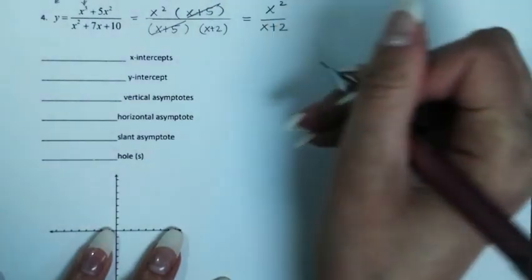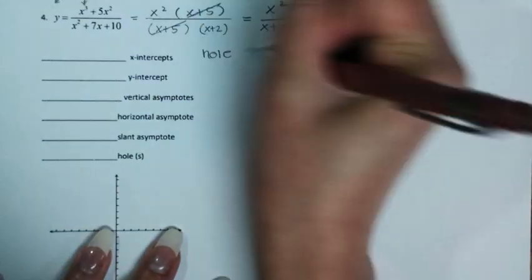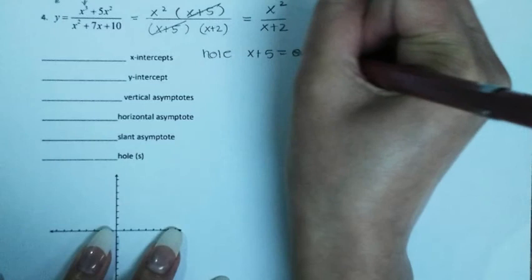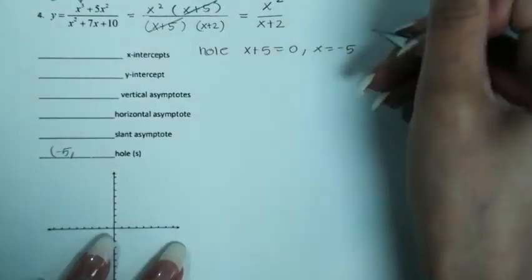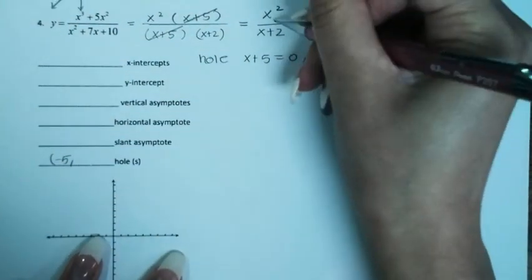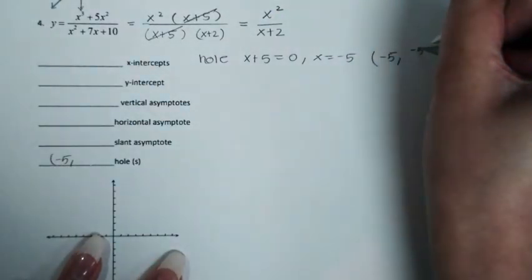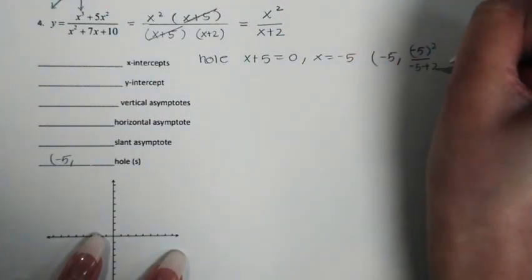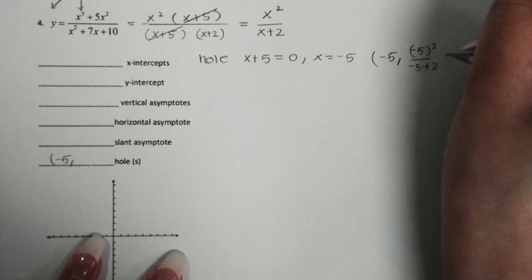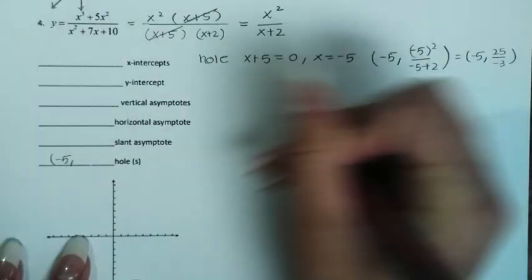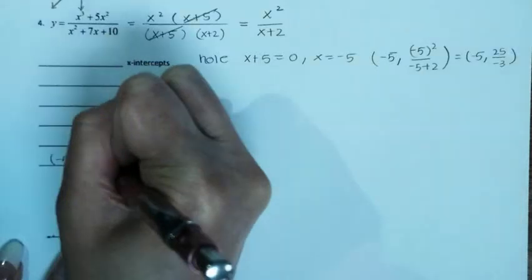Before I forget, I need to mention the hole. The hole is going to be x plus 5. You equalize it to 0, so x equals -5 is going to be the x of your hole. Then we have the y. Where are we going to find the y? We are going to plug it here. It's going to be -5, comma, -5 squared divided by -5 plus 2. With this, this is going to be equal to (-5, 25 divided by -3). You cannot simplify that one, so I just copy it here.